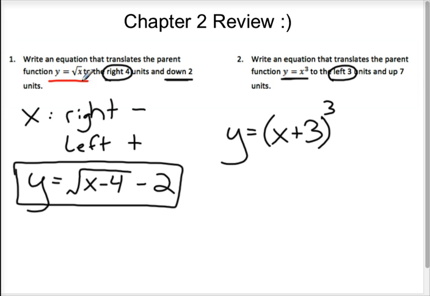Now, going up 7. Up 7 is happening at the end of the function, separate, and it's going back to the way we would normally think. We would normally think up as positive. So again, this can be a little bit tricky, but for the x changes, the horizontal changes, you do the opposite of what you'd expect. For the vertical changes, up and down, they happen at the end of the function by themselves, and it goes back to the way you would normally think of shifting the function.